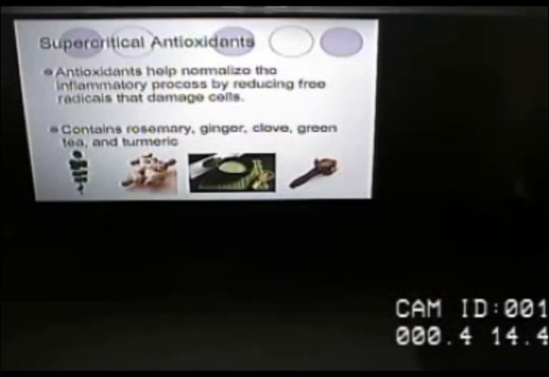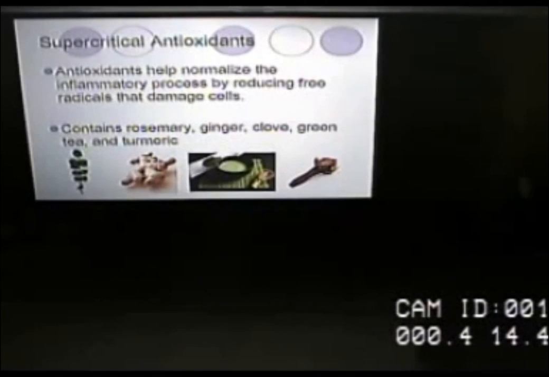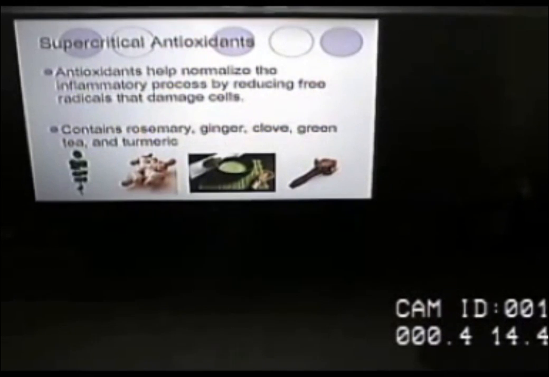supercritical antioxidants, that's one of the formulas we have out there. Again, I've been stressing the importance of antioxidants for the anti-inflammatory because of what oxidants do on the bodies and the cells. This one in particular contains rosemary, ginger, clove, green tea, and turmeric. So I think you're finding a theme along here with some of the things. They're really good to get in. Like I said, if you can get them into your diet, that's great.